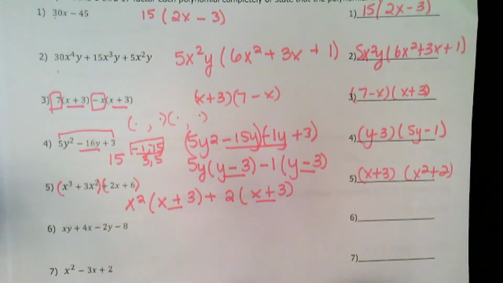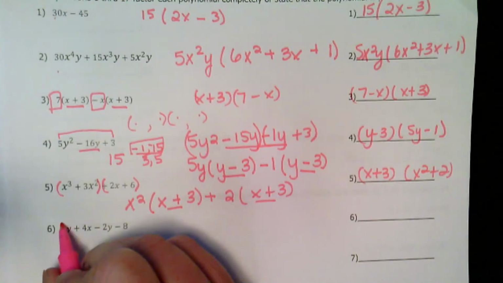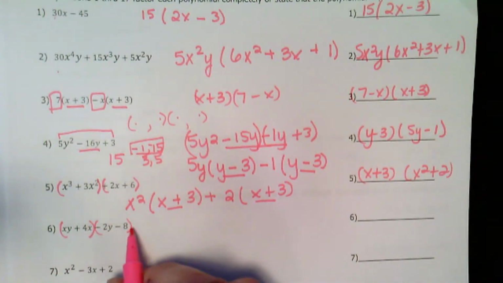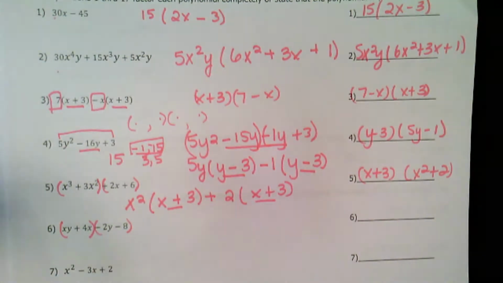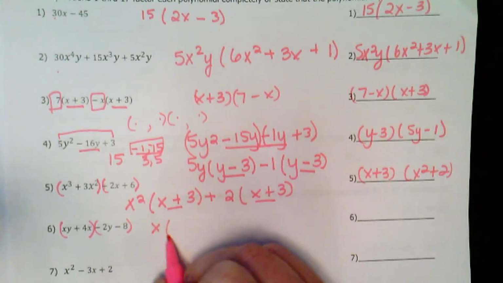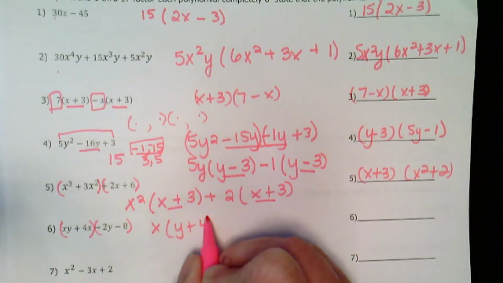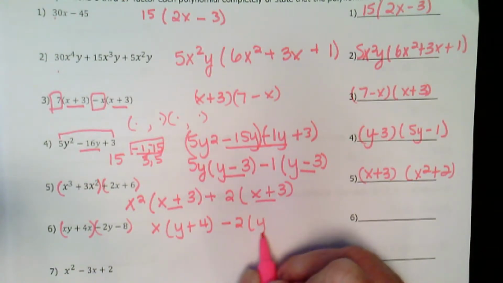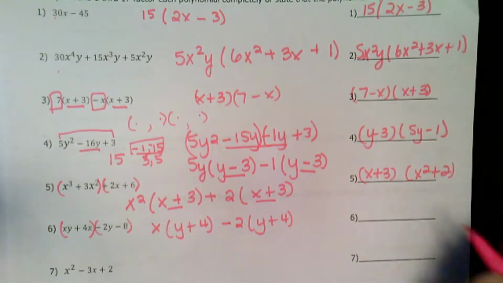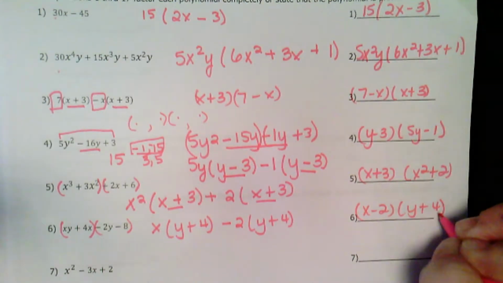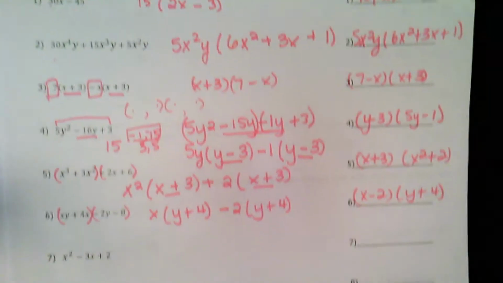All right, number 6. We can group these. I couldn't see anything that came out of all of them, but if I group them, I can see stuff that can come out of each one. So the first one I can take out x, and I'm left with y plus 4. The second one I can take out a negative 2, and I'm left with y plus 4. So that was our whole goal. If we see that set of parentheses that's the same, then we were successful.